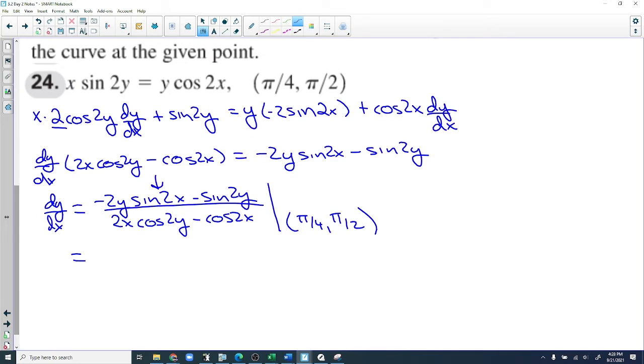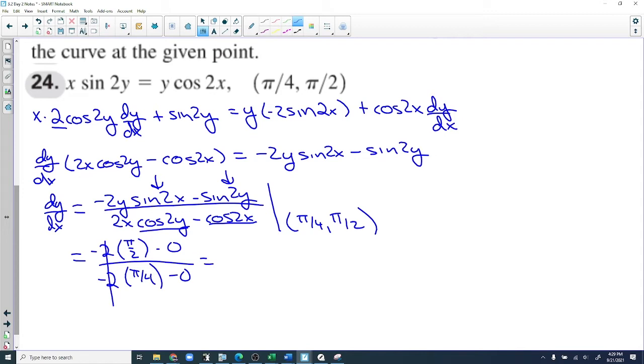Sine of 2 times pi over 4, that's sine of pi over 2, that's 1. So we have negative 2 times pi over 2. But then the sine of 2 times pi over 2, that's the sine of pi, that is 0. So minus 0 over cosine of 2 times pi over 2. Cosine of pi is negative 1, so negative 2 times pi over 4, because x is pi over 4. Cosine of 2 times pi over 4, that's cosine of pi over 2, that's 0.